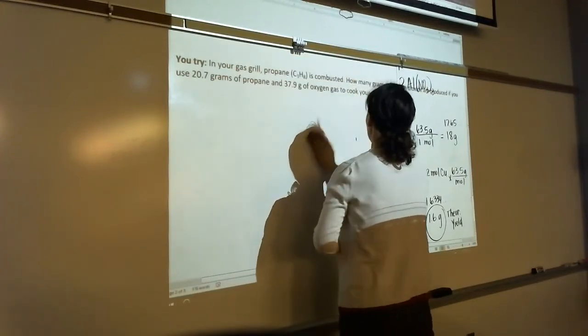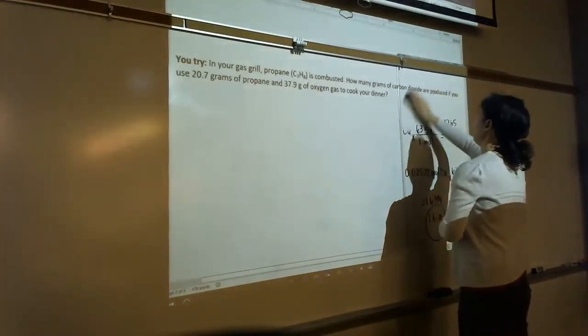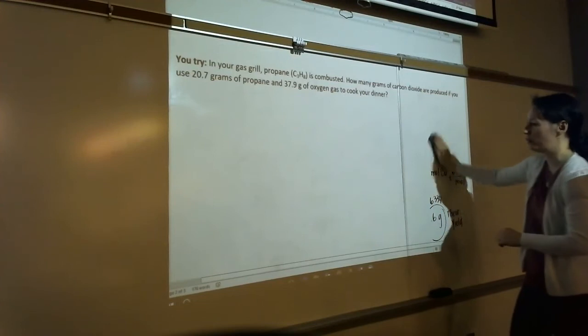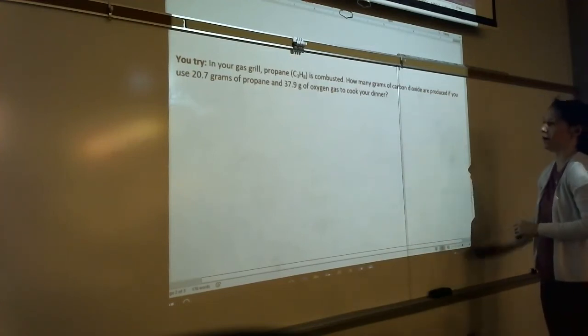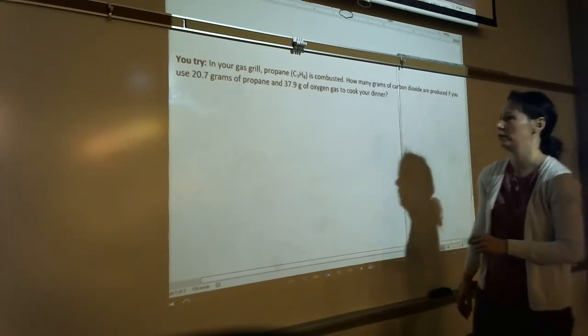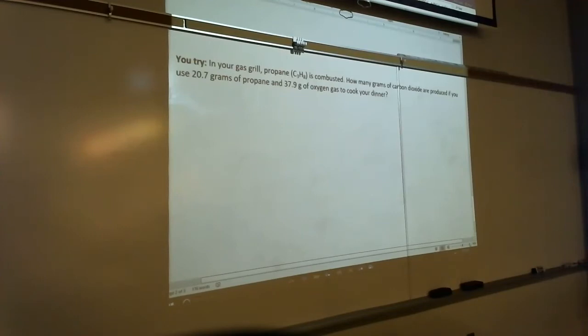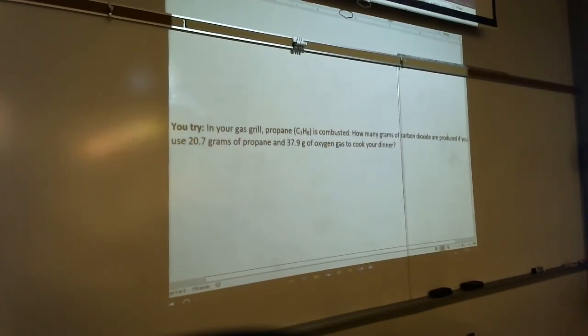In your gas grill, propane is combusted. How many grams of carbon dioxide are produced if you use 20.7 grams of propane and 37.9 grams of oxygen gas to cook your dinner? So take a second and try this problem. I will pause the recording, give you a chance to try this one.